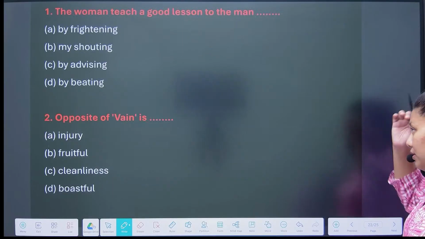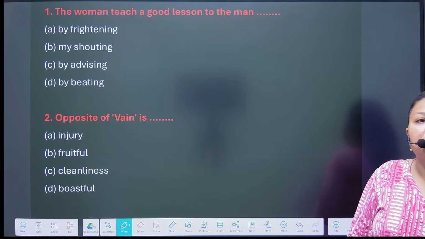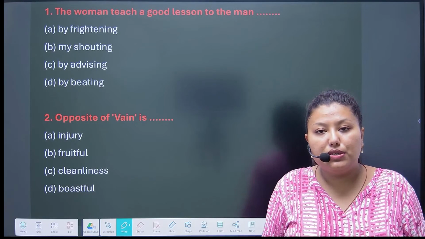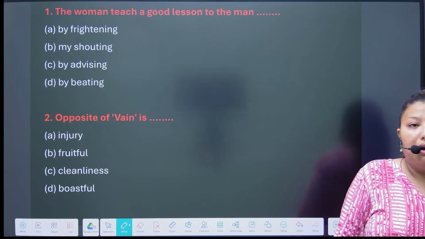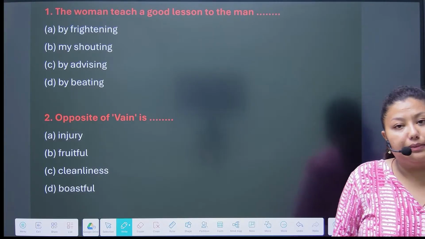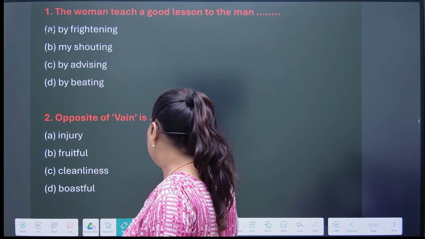Now we will solve the questions. The first question is, the woman taught a good lesson to the man. So how did the woman teach a good lesson to the man? Options are: by frightening, by shouting, by advising, by beating. So the correct answer is option A, by frightening.